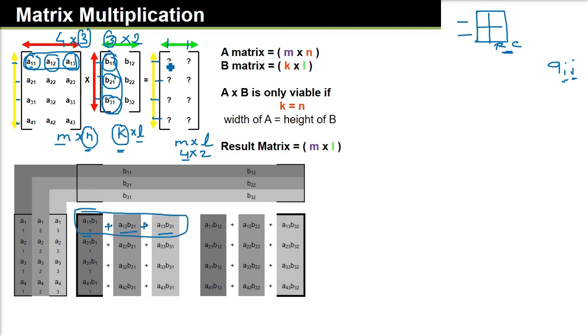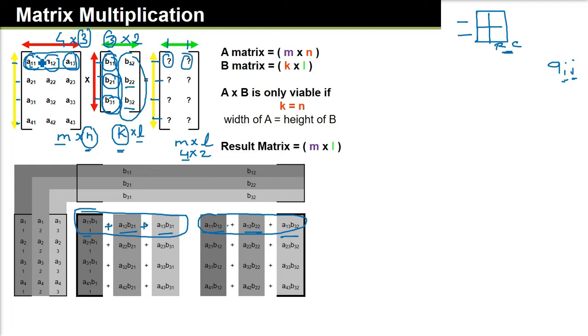Now, remaining in the first row, you will increase the column. Now you go to the second column. So A11 into B12, write it here. A12 into B22, write it here. A13 into B32, write it here and add them. So when you add, this will be the second entry in the resultant. This is the entry here.